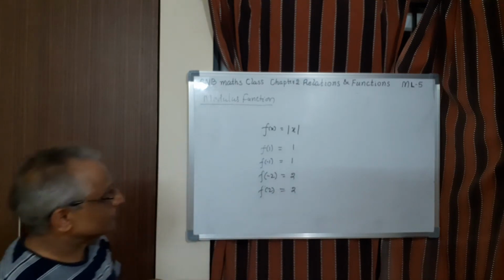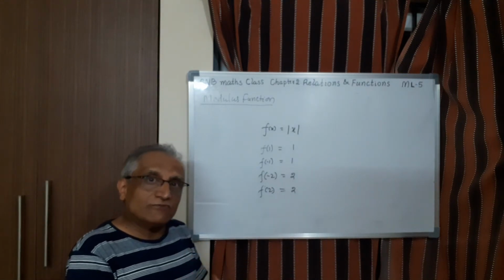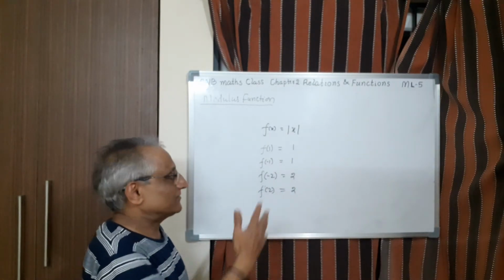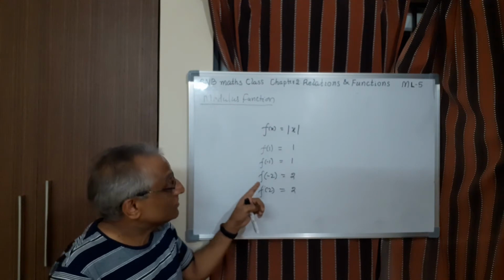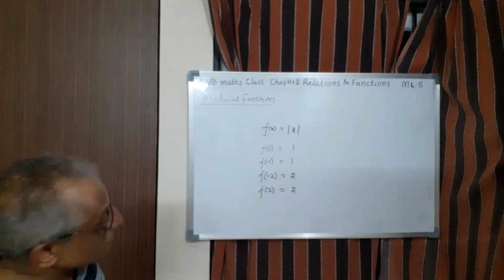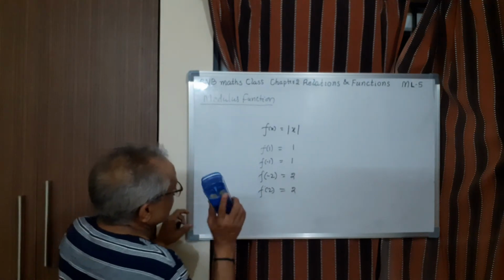So this is a peculiar function. It converts every value into positive only. If positive, positive only; negative also becomes positive only. So that is the meaning of the absolute value function. Another name for this one is absolute value or modulus function. Let us first define it.